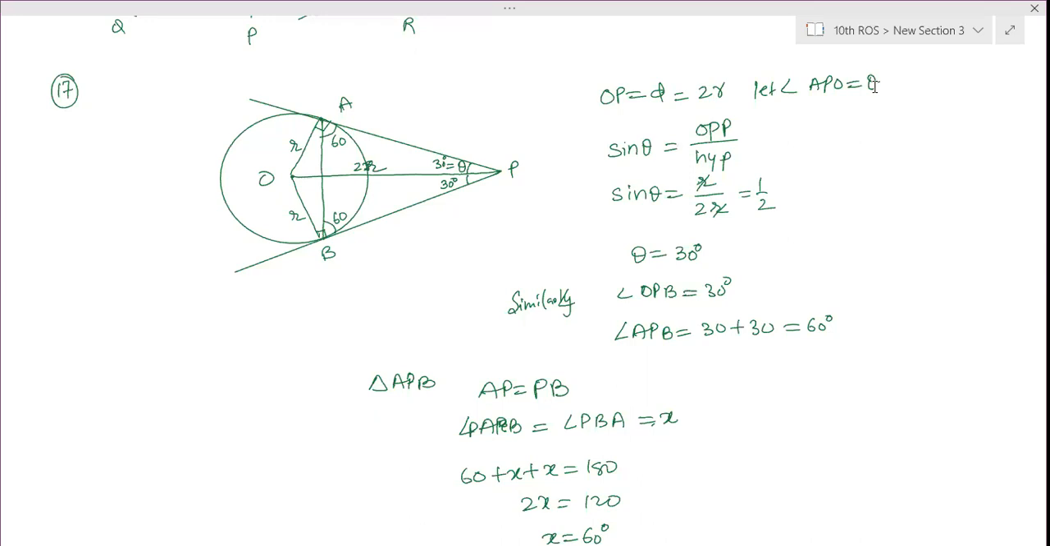Ma'am, we are supposed to solve the 18th one also, right? Yes, right now. In a similar way, trigonometry you have to use.